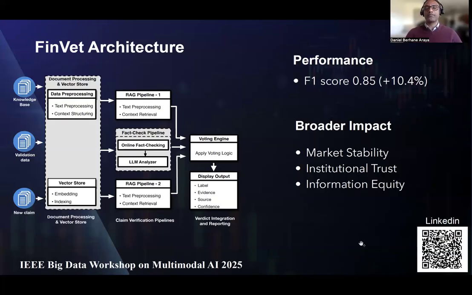Experimental results show that FinVet outperforms the best of the three agents by 10.4% and has an F1 score of 0.85. F1 score is a metric that combines precision and recall and ranges from 0 to 1.